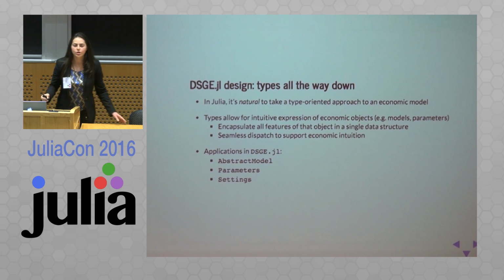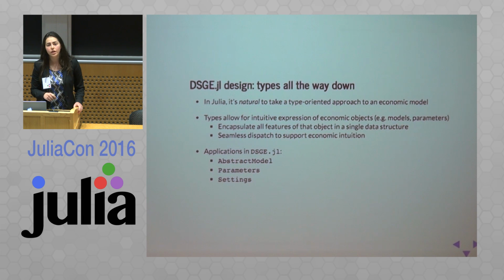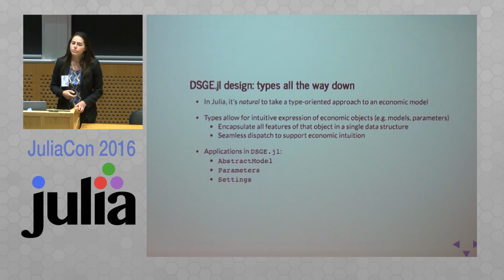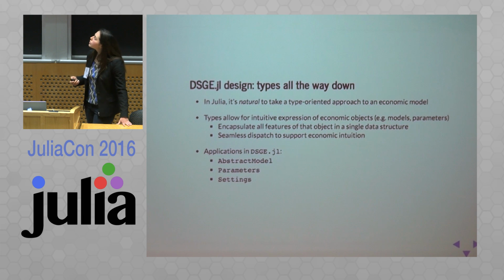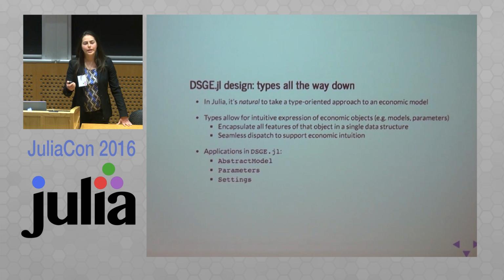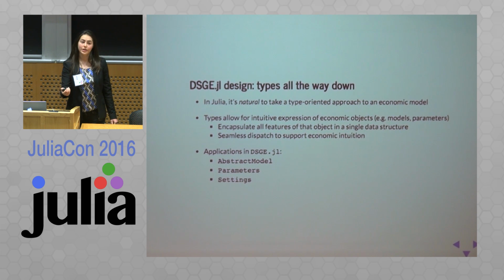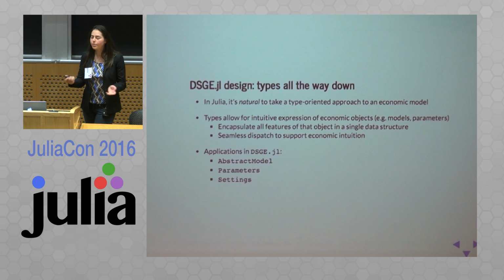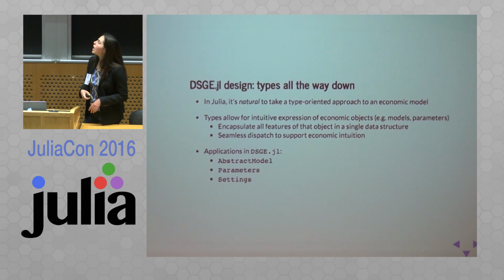OK, so now I'm going to talk a little bit about the design of DSGE.jl and how we use Julia in really useful ways for economic modeling. In Julia, it's really natural to take a type approach to anything, and so that means you can take a type-oriented approach to a DSGE model. So we think of the entire model as a type, but we can actually have types all the way down to express any kind of intuitive economic idea.